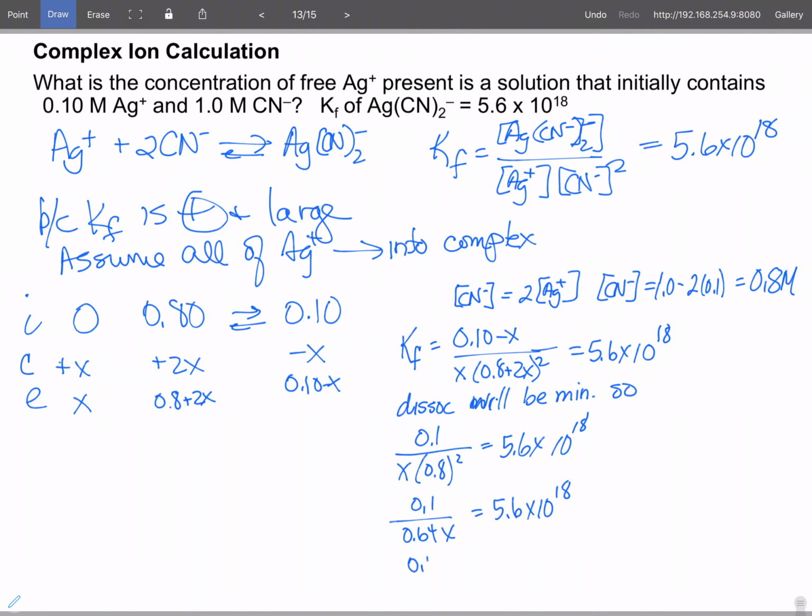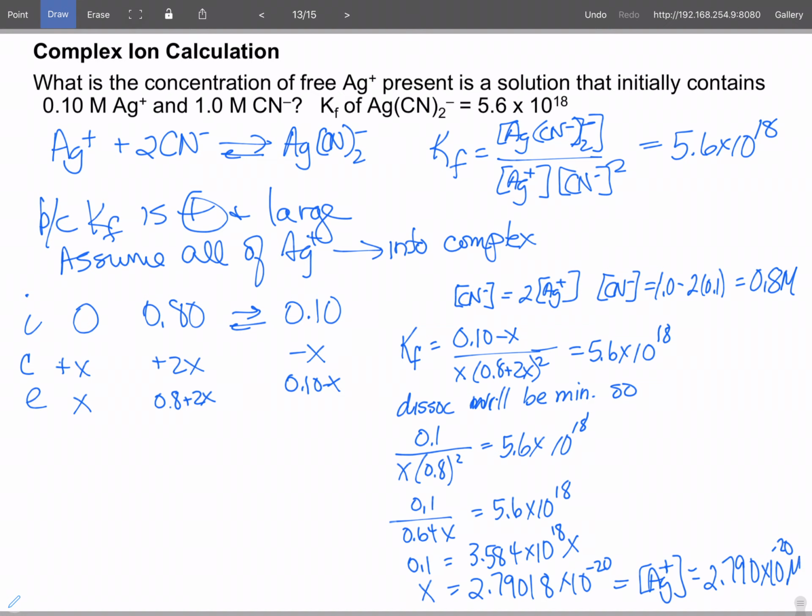So I end up with 0.1 is equal to 3.584 times 10 to the 18th x. So x is equal to 2.79018 times 10 to the minus 20th. So that means my free silver concentration is going to be equal to 2.790 times 10 to the minus 20th molar. Okay, that's not big at all, but we made the assumption, so we're going to check it.